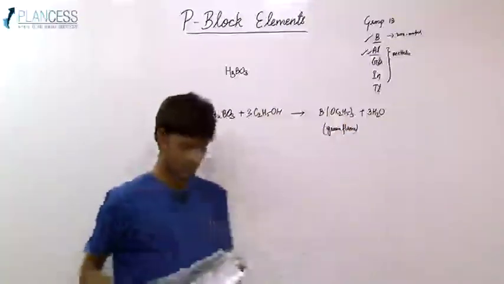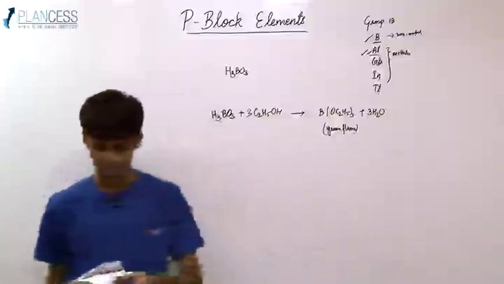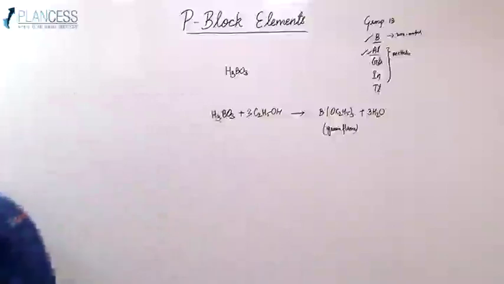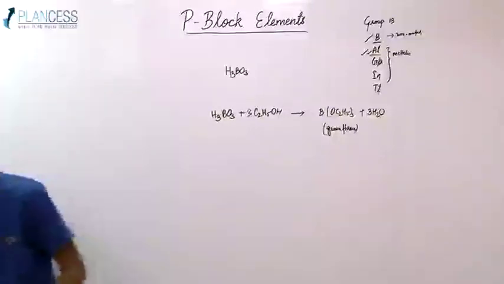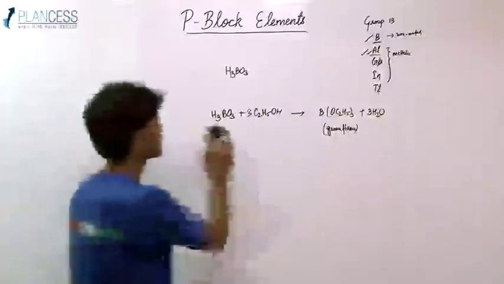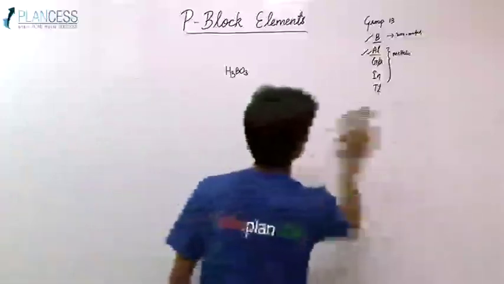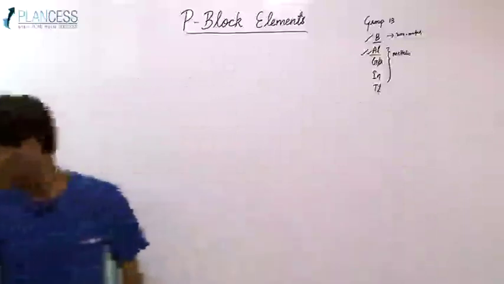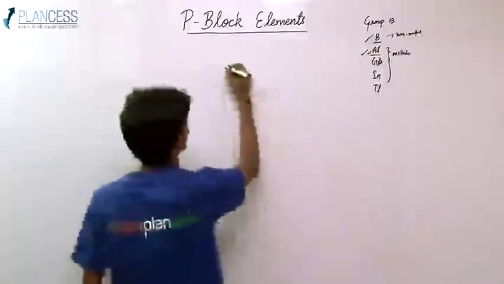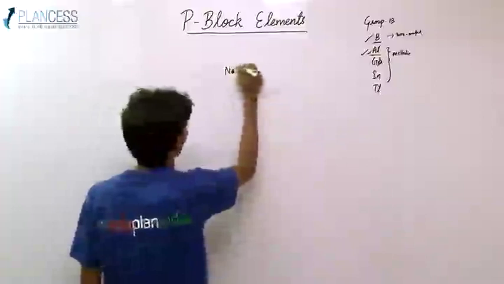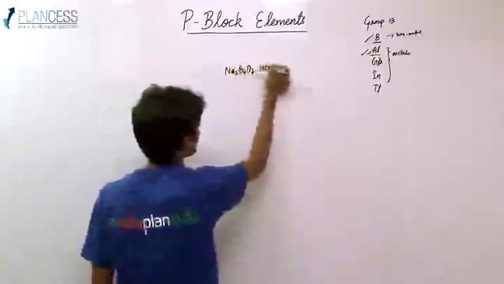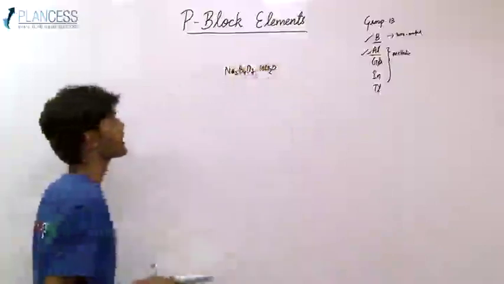Next important compound would be borax. Borax of the boron acid would be borax. So let's head to borax. I have told you earlier, the molecular formula for borax is Na2B4O7.10H2O.